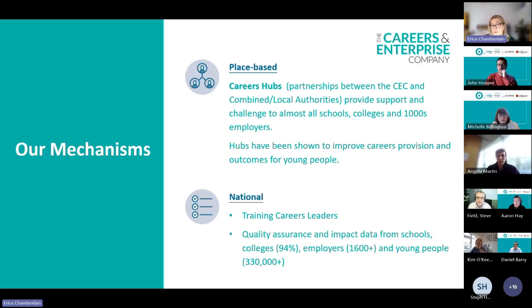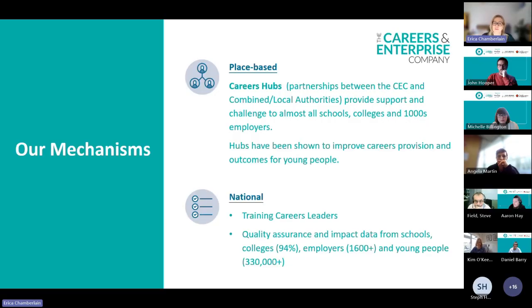There's 44 careers hubs across England, so you're one of those careers hubs in Lancashire. And as we work in partnership here, careers hubs are run between CEC and either a combined or local authority at that partnership level. And the careers hub team are really responsible for driving forward that quality careers education in the region, and they do that by providing support and challenge to almost all schools and colleges and thousands of employers.